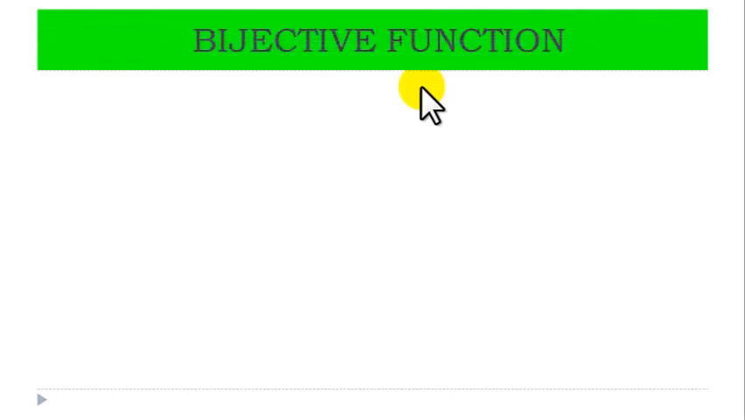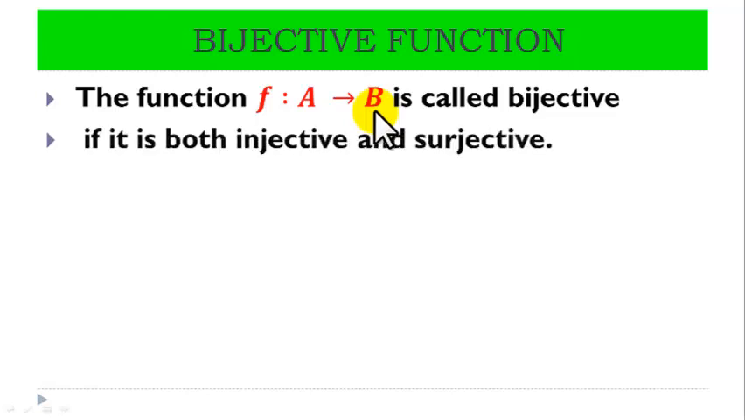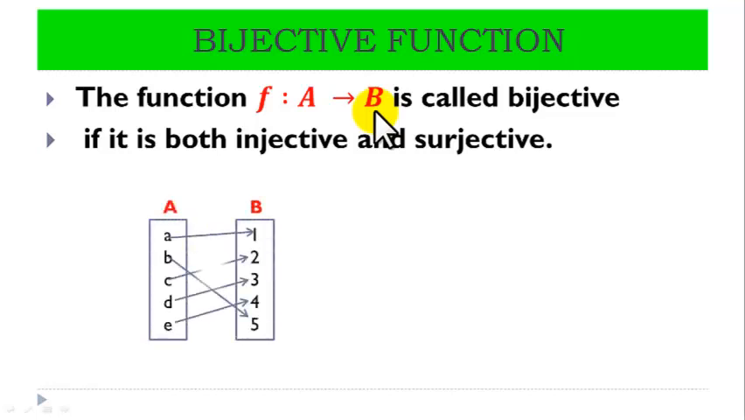Bijective function. The function f from A to B is called a bijective function if it is both injective and surjective. This is an illustration of a bijective function. Observe that every element in the set A is mapped to an element in the set B, and the range coincides with the codomain. Hence the function is both one-to-one and it is also onto.